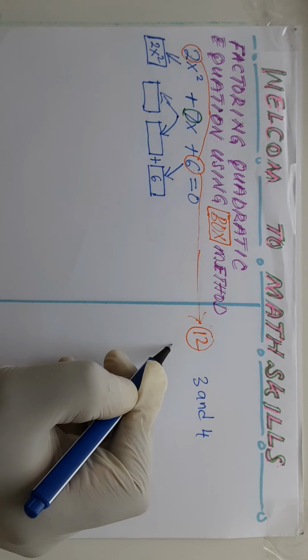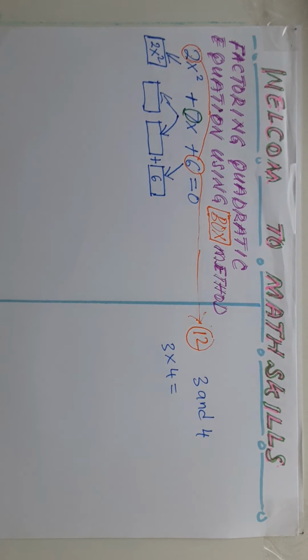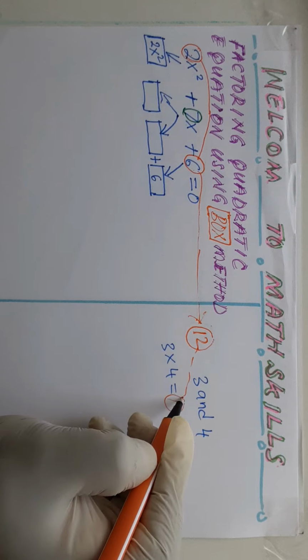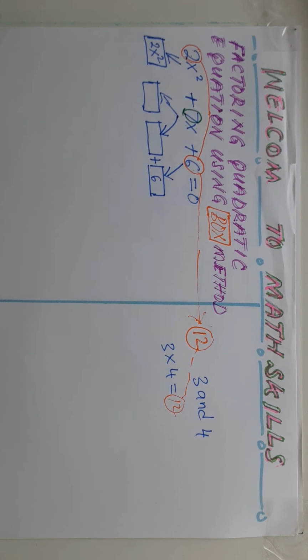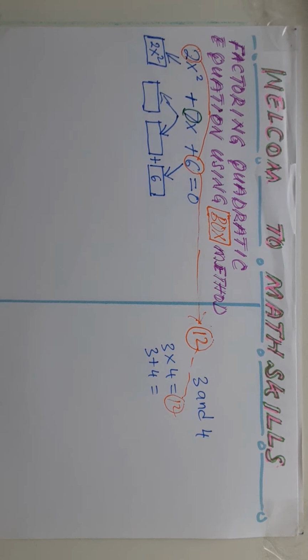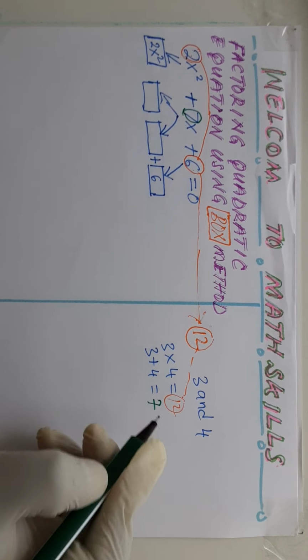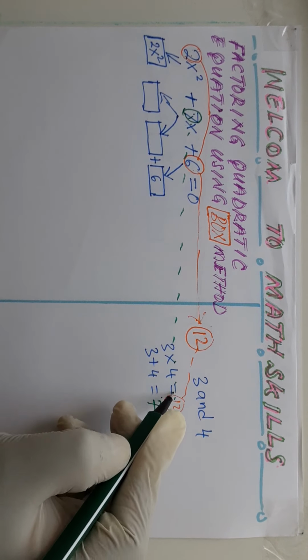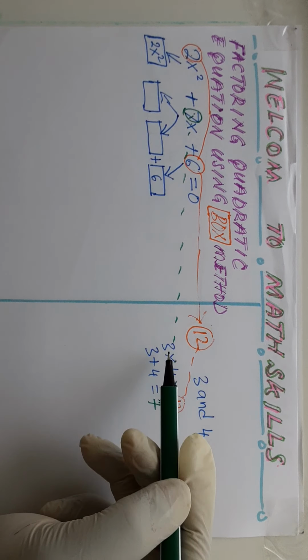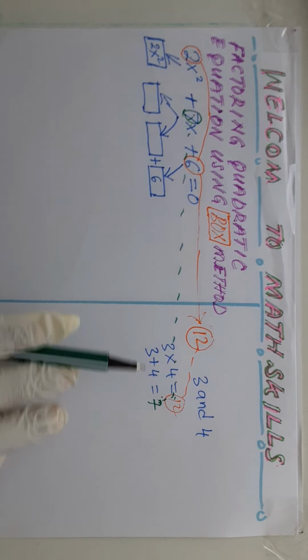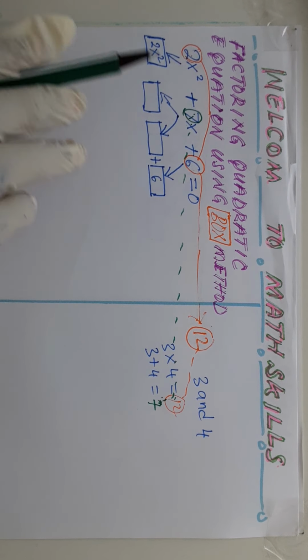What is 3 times 4? 3 times 4 is going to give us 12, which is this 12. And let's see what is 3 plus 4. It's going to give us 7. So we are correct, which is this 7 here. So 3 times 4 gives us 12, and 3 plus 4 gives us 7, which is the coefficient of x.